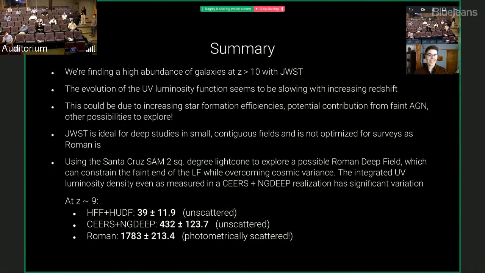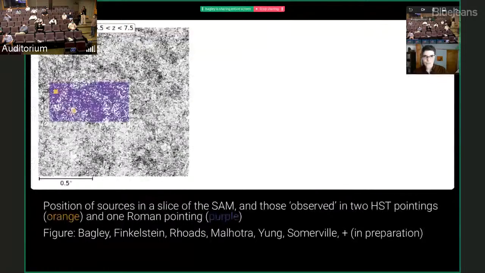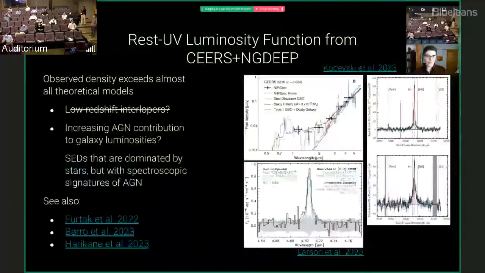I'm very interested in the potential contribution from faint AGN. I was wondering if you could say a little bit more about the SED fitting to estimate the AGN contribution to the bolometric luminosity, in particular if you did any calibration with X-ray stacking or something like this.